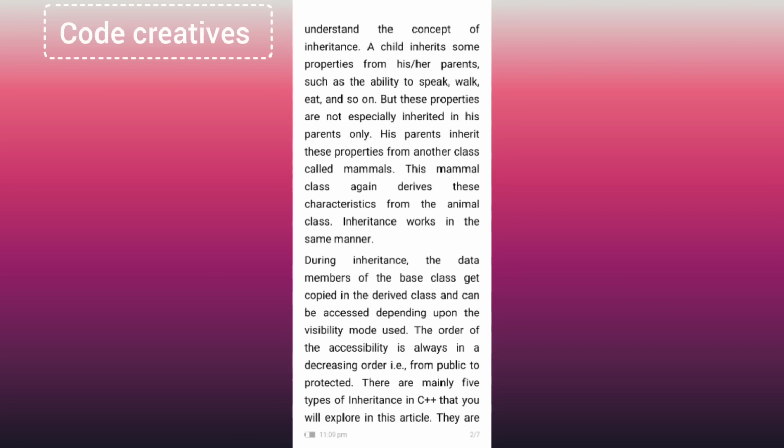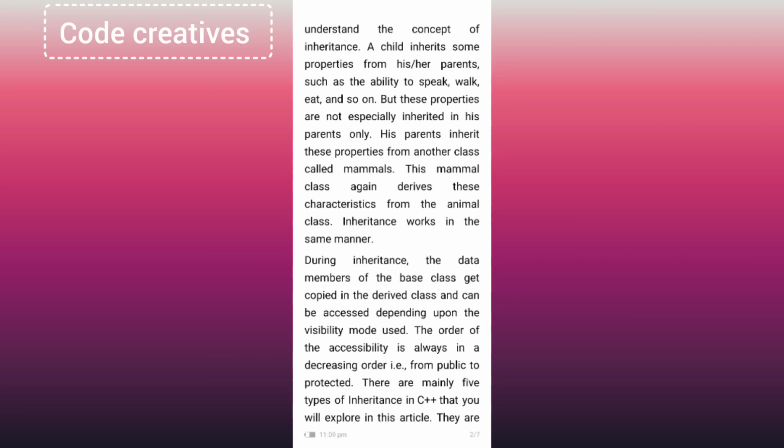When a child inherits some properties from his or her parents, like the ability to speak, walk, talk, eat, and so on, these properties are not specially inherited from the parents only. The parents inherit these properties from another class like mammals. This mammal class again derives these characteristics from the animal class. Inheritance works in the same manner. During inheritance, the data members of the base class get copied into the derived class and can be accessed depending upon the visibility mode used.